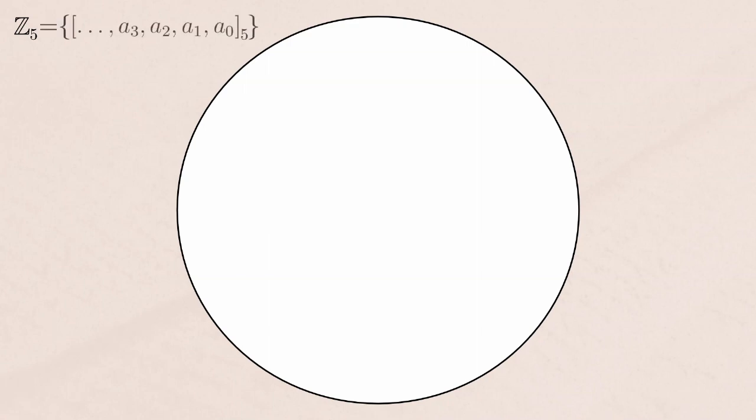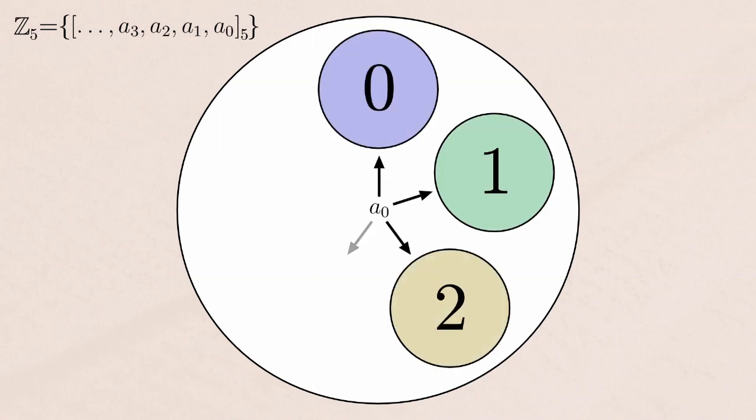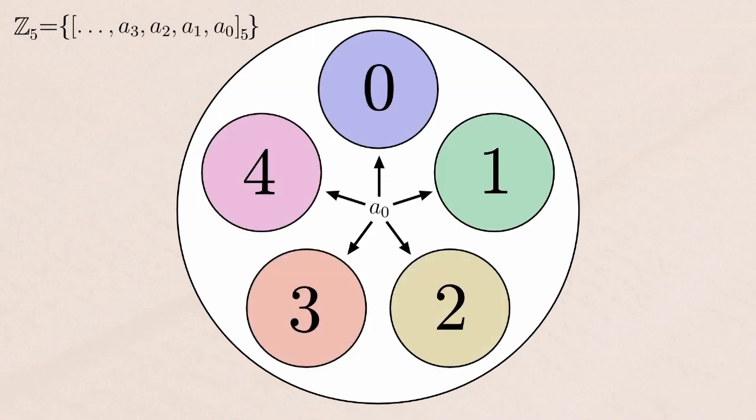I'll write a generic 5-adic integer as before, with 5-adic digits a0, a1, a2, and so on. And firstly, I'll arrange them according to their most significant digit, a0. Now there are 5 possibilities for a0. It can be 0, 1, 2, 3, or 4. Every 5-adic integer lives in one of these 5 circles. And of course, if we reduce this number mod 5, we chop off everything apart from this final digit, so this rightmost digit tells us whether our number is 0, 1, 2, 3, or 4, mod 5.